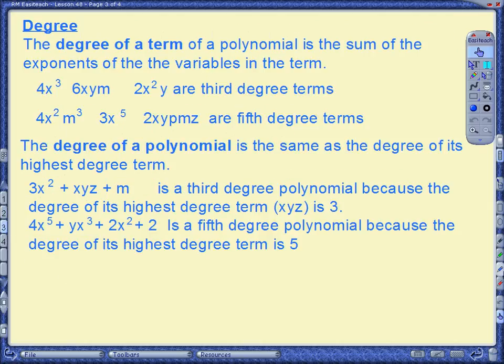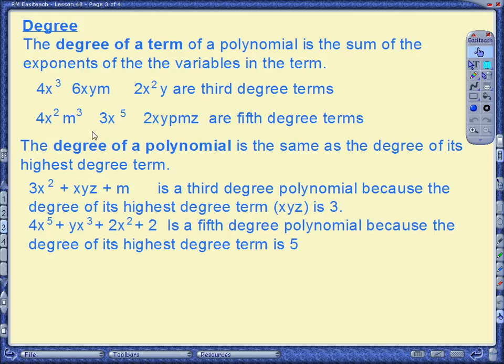The degree of a term of a polynomial is the sum of the exponents of the variables in the term. So this has an exponent of 3. It makes it a third degree term. This also is a third degree term. Each of these variables, x, y, and m, has an exponent of 1, and if we add them together, they equal 3. Likewise with this term, 2 plus 1, third degree term.